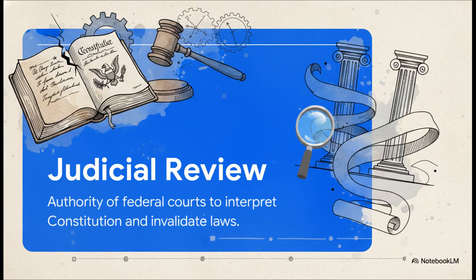And then you have the courts. They hold their own ultimate check, judicial review. Established in the landmark case of Marbury v. Madison, this gives federal courts the authority to interpret the Constitution and completely invalidate laws or executive actions that conflict with it. This specific power makes the judiciary a massive agent of constitutional change. It leads directly to landmark decisions that continue to shape civil liberties and public policy to this day.